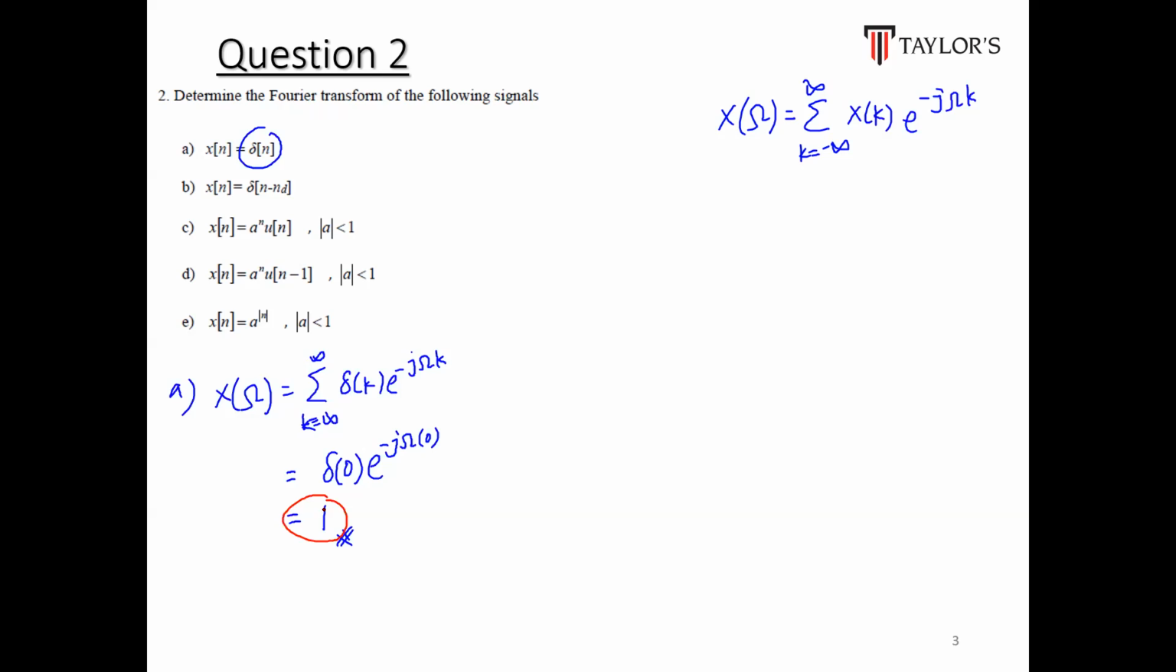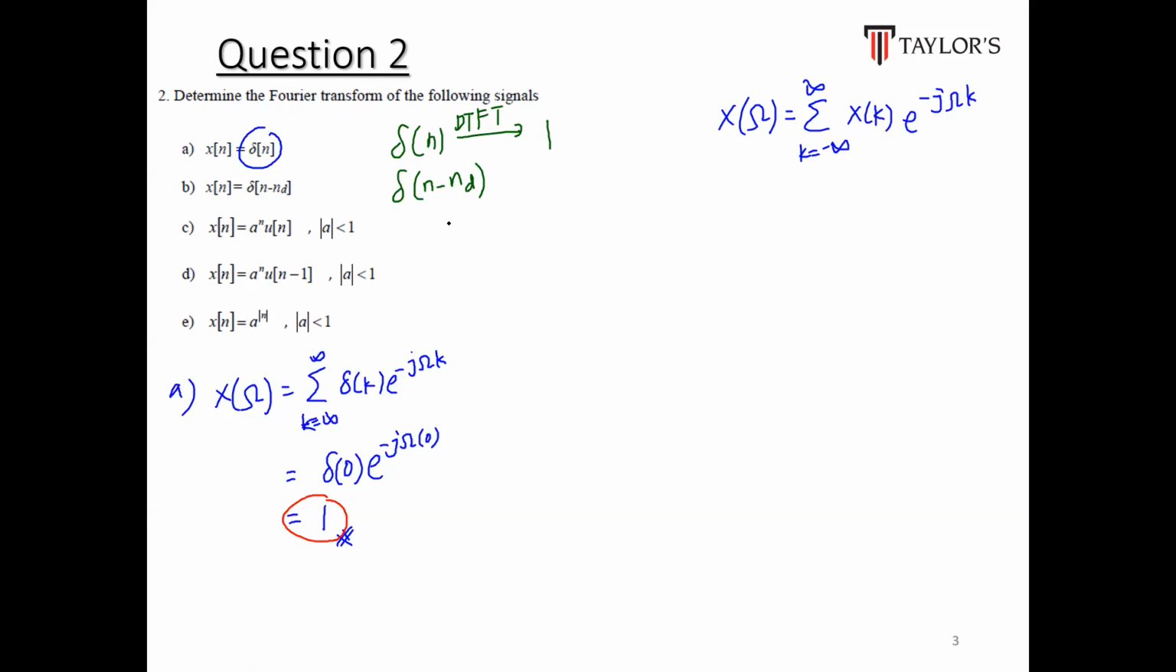Now we look at question B. Question B needs you to use the properties of the Fourier transform. Because we already know δ[n], after you do the discrete time Fourier transform, will be 1. Now what if it is δ[n minus nd]? All right, nd is just a constant. It can be any number like 2, 3, 4, or 10.